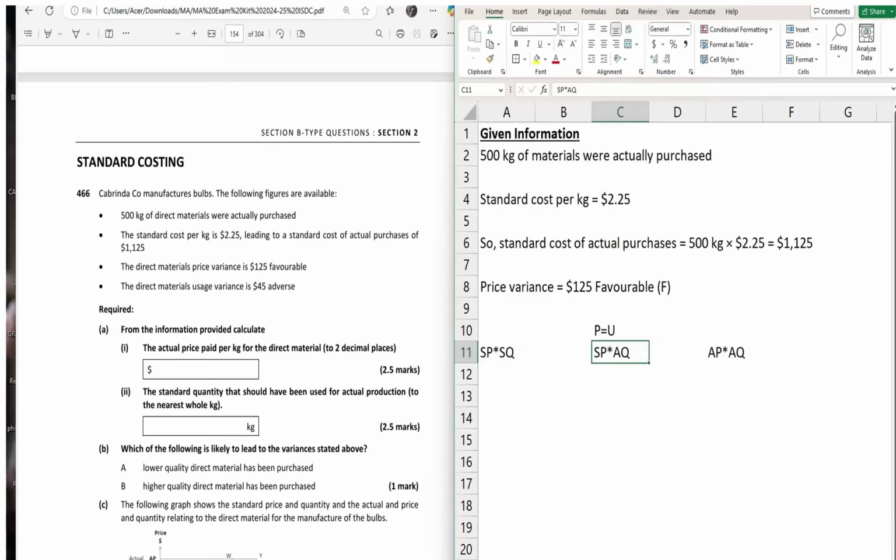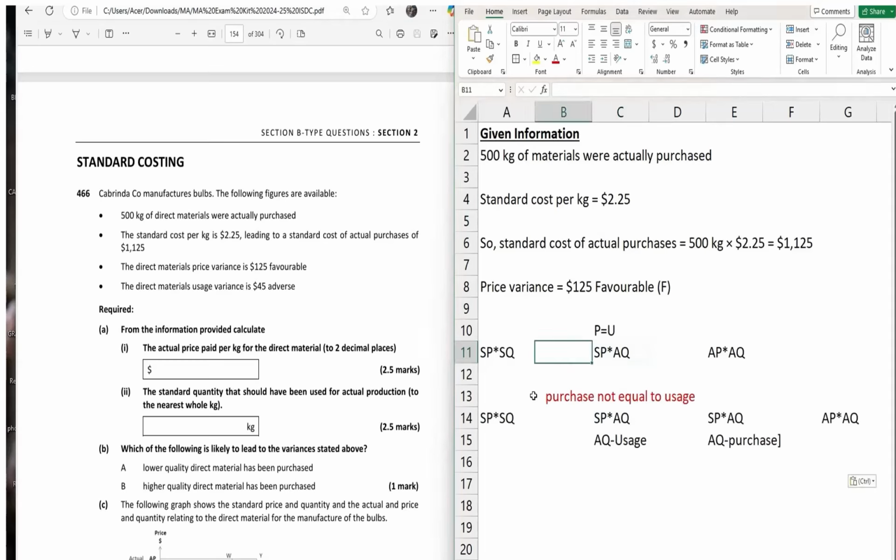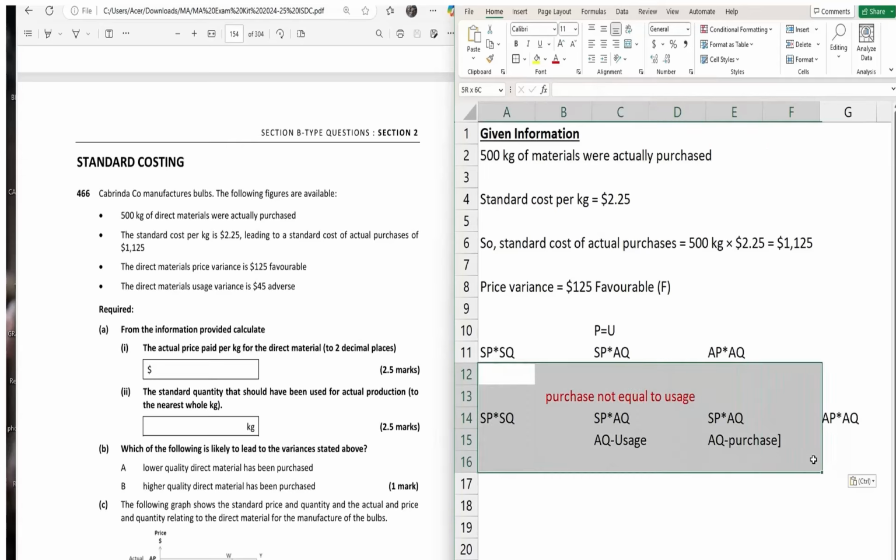Now what if purchase is not equal to uses? We have everything the same, but we will add one more SP into SQ, because here AQ represents uses and there AQ represents the purchase. But in the question they didn't provide how much quantity we bought and how much has been used, so we will remove this one for now and focus on the first one.